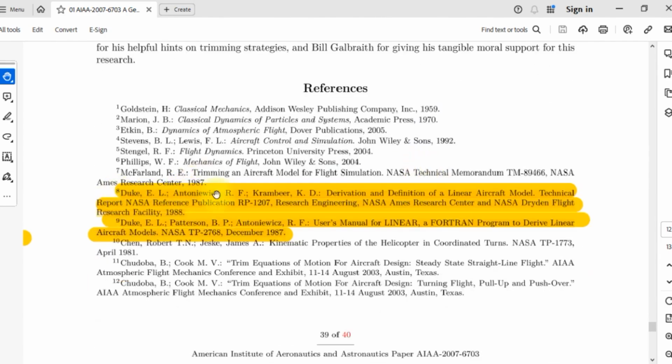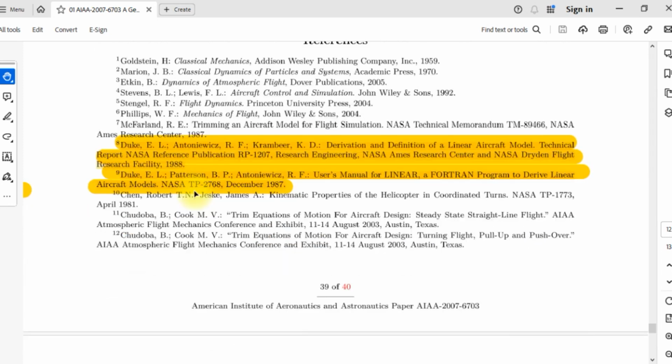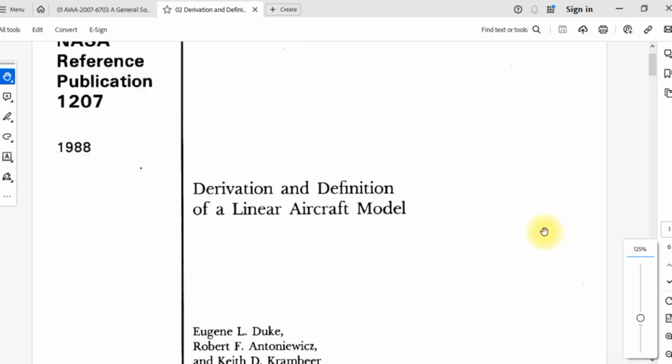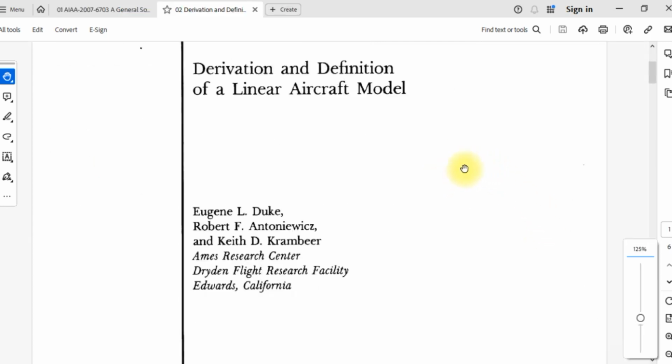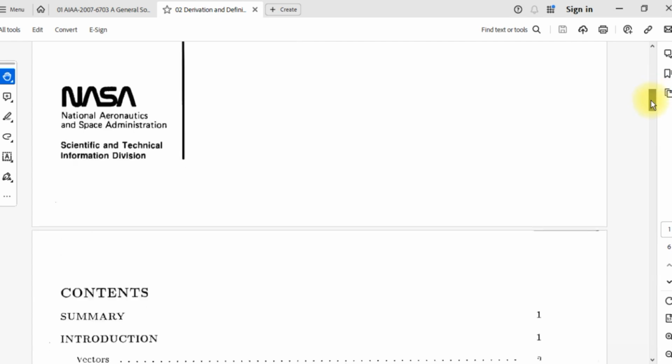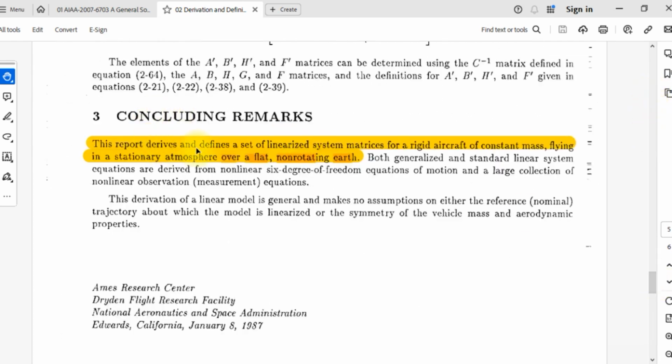I went ahead, I should have gone through all of these references here, but I found two of them that are NASA's, NASA and NASA here. One of them I had already seen, but this one I had not seen before. So let's take a look. I downloaded this, so this is the document. One of the documents they refer to is this NASA document. This report derives and defines a set of linearized system metrics for a regional aircraft of constant mass flying in a stationary atmosphere over a flat, non-rotating Earth.